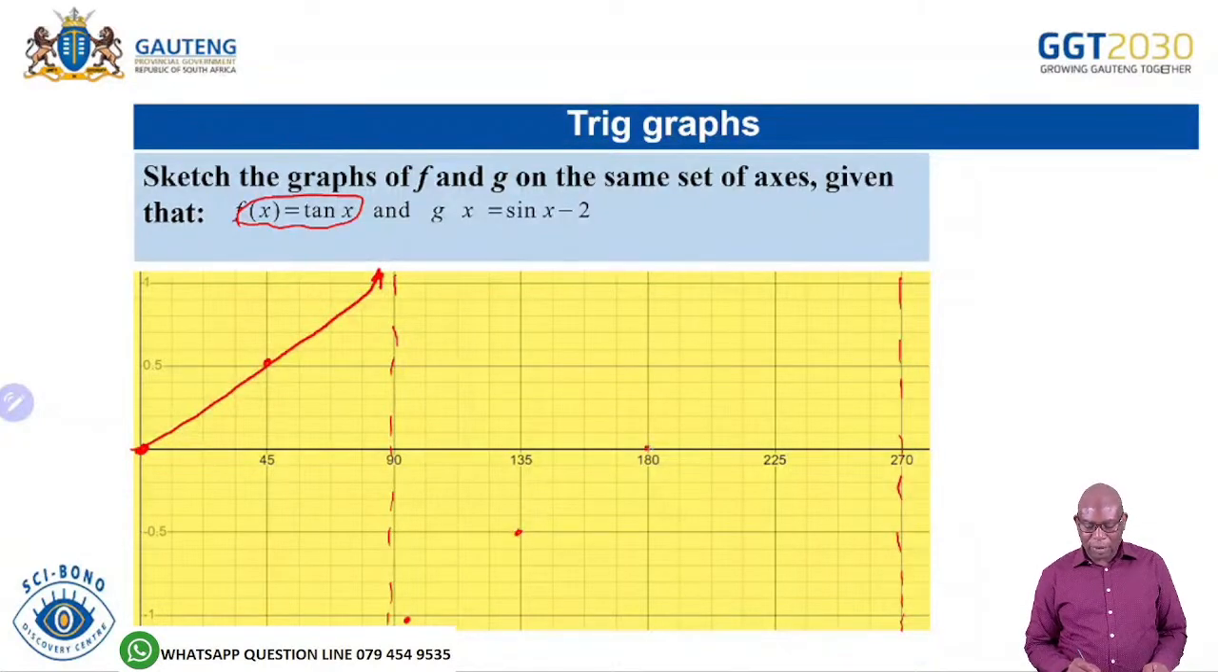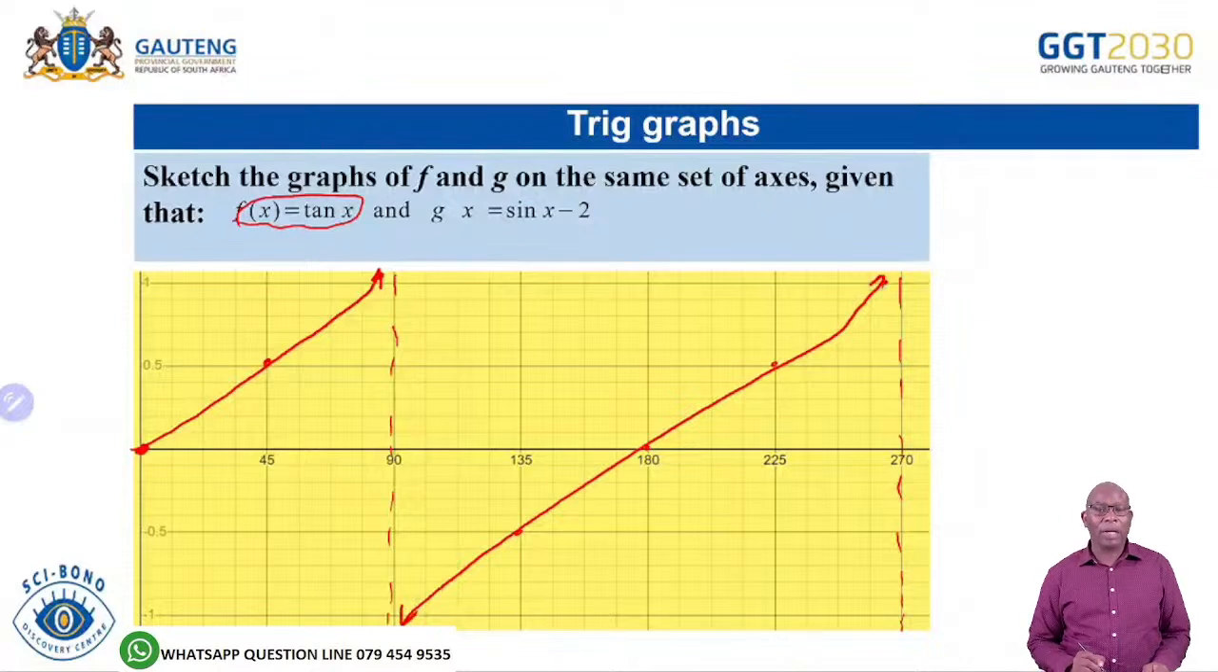And tan of 180 is 0, tan of 225 will be 1. Then you can see tan of 269 will be somewhere there. So my graph will go like this, and then from there it goes like this with the arrows. This one has got arrows. I'm done. So the graph of tan has been done like that.